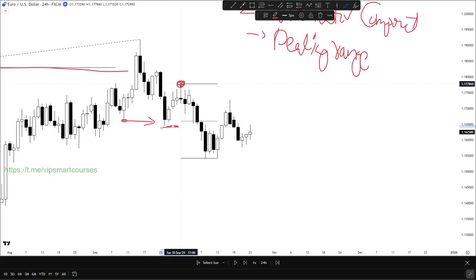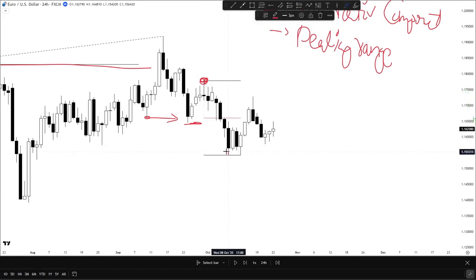Okay, this high led to this low being broken to the downside. So this high in practice became a significant high or a key high. Now, obviously, in order to define a dealing range, we also need a significant low. We also need a significant low before we could define a dealing range, right? And the significant low we have in this case is this low.